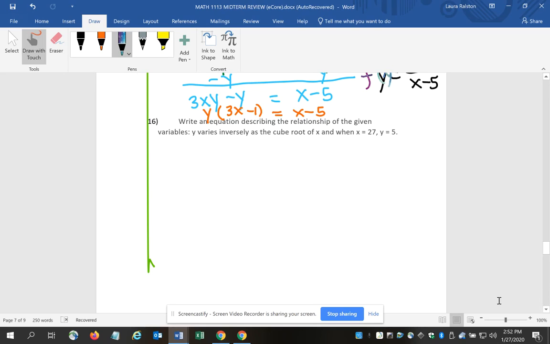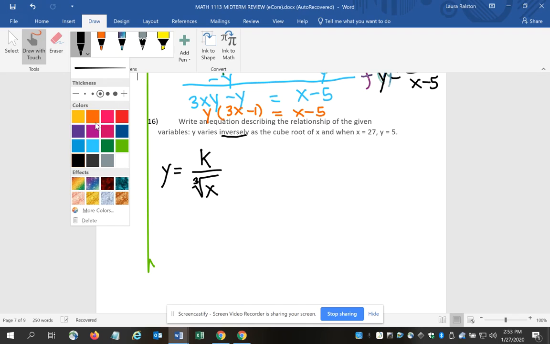Okay, so the problem says it varies inversely. Okay, varies inversely, so you make sure you use the right formula. So we have y equals k over the cube root of x. And then it gives us values for x and values for y. So basically we need to plug and chug those in. But you need to know to go back to the beginning of the test and pick up that formula or write it on your note sheet.